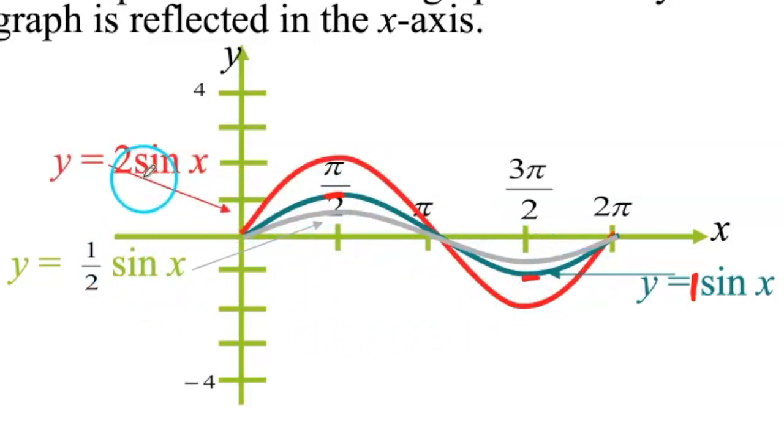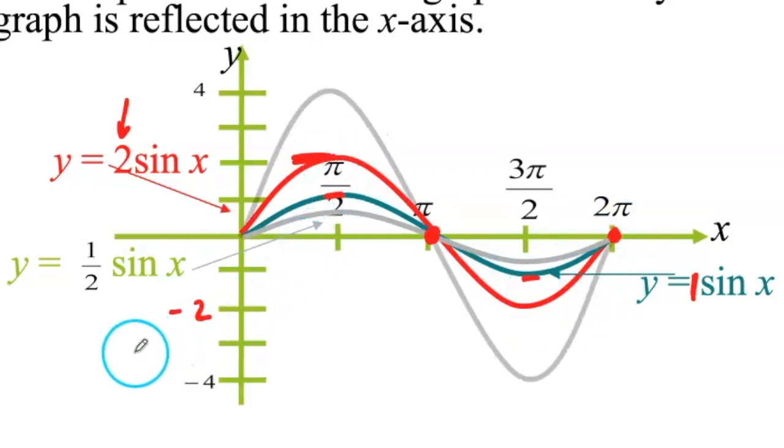This red one is 2 sine of x. What is my amplitude? 2. Therefore 2 is the highest value, and -2 is the lowest value. But if you notice, I start here, I go to my max, I come back to the x-axis, I go to my minimum, and then I go to the end. Same points. The only thing that is changing is the amplitude.